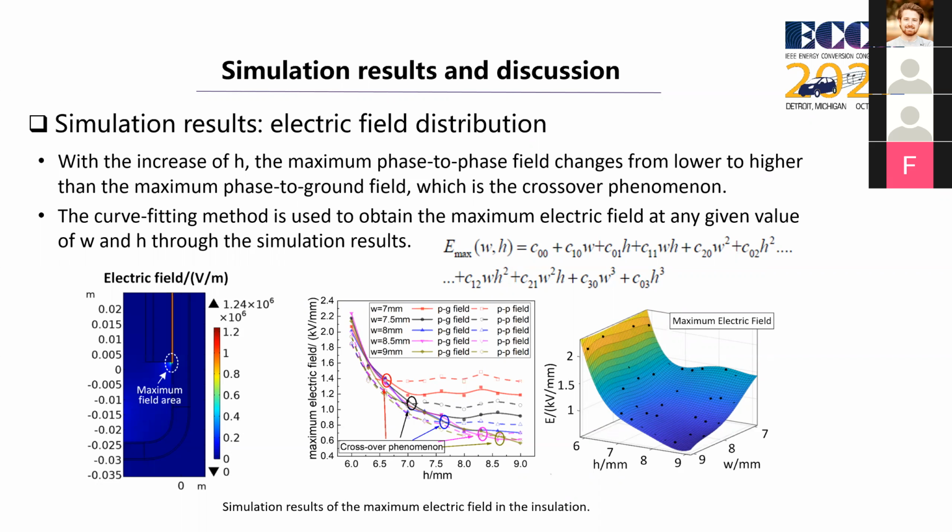So we can see a crossover point, as shown in the middle figure, beyond which the phase-to-phase maximum field is higher than the phase-to-ground, and below which the phase-to-phase is lower than that of phase-to-ground. Therefore, the overall maximum field should be picked to make sure no PD happens at any moment. The three-order polynomial equation is used to fit the maximum electric field with respect to W and H. So we can see the fitting curve agrees with the data.